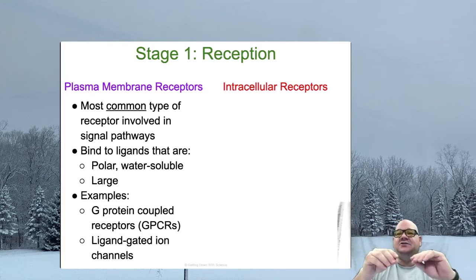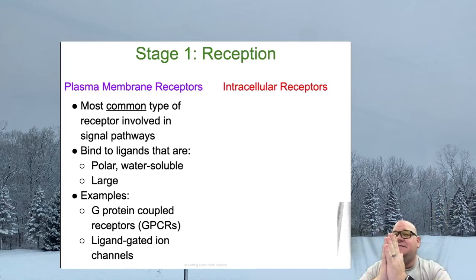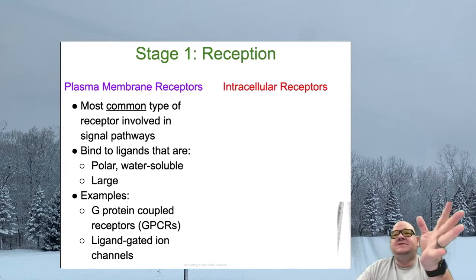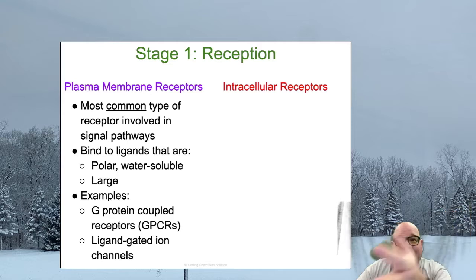Ligand gated ion channels. When some ligand bonds with one of these receptors, it will send a signal to open or close a transport protein, basically. All right. Intracellular receptors, the ligands have to be able to move through the plasma membrane, the phospholipid bilayer, to get in the cell. So we have to think back to what are the properties of substances that can get through. Well, it's pretty easy because it's the opposite of the others.